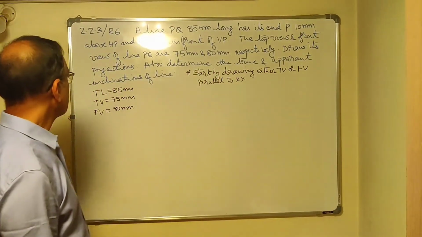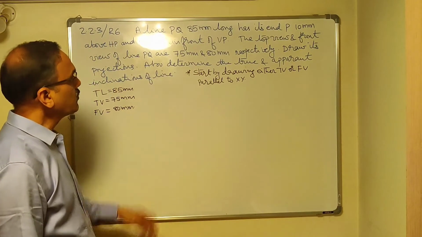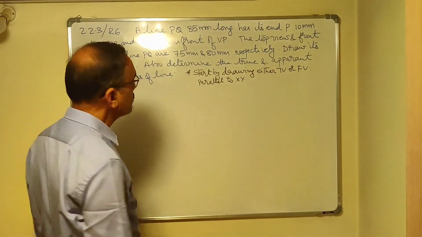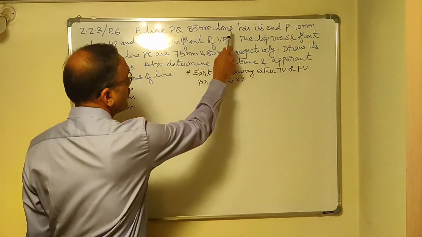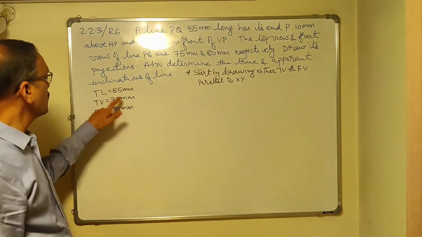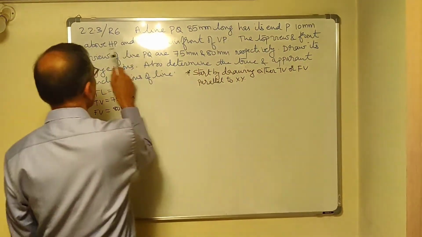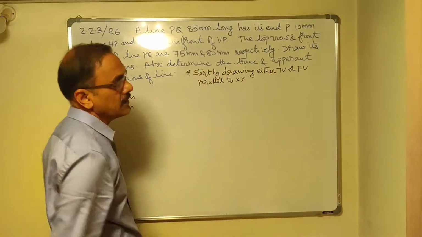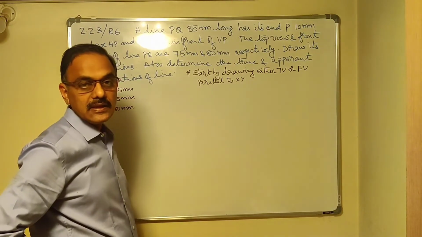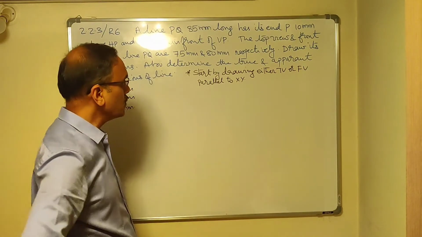The problem goes like this. The problem number is 2.2.3. The reference number is 6 from VTU primer. A line PQ, this time the line is PQ, 85 mm long. That means its true length is given. So I have written here, true length is 85. It has its end P 10 mm above HP and 15 mm in front of VP. So the position of the end P is given to you. The ends are P and Q here.